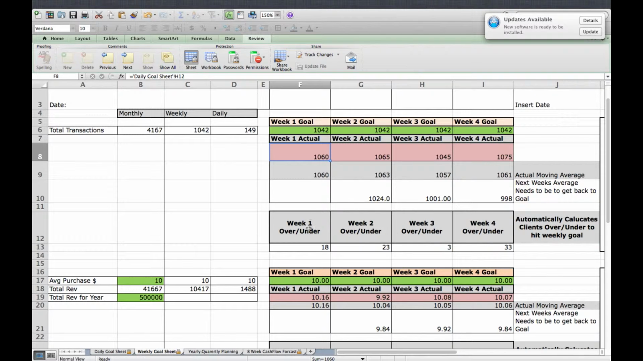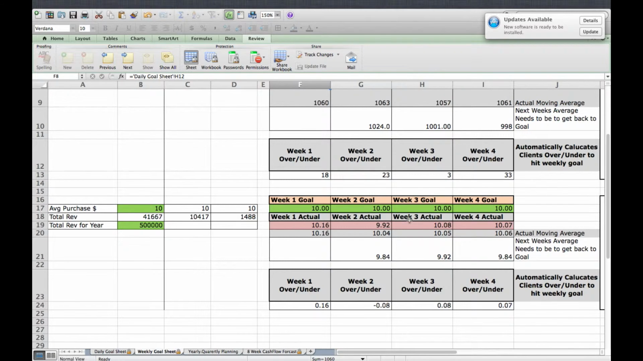So notice here we were 18 transactions over our goal for the week. Here we were 23 transactions over our goal week because we had 1,065. Our goal was 1,042. Here we were 3 transactions over, and week 4 we were 33 over. And then down here it's going to do the same thing, but it's for average purchase this time.